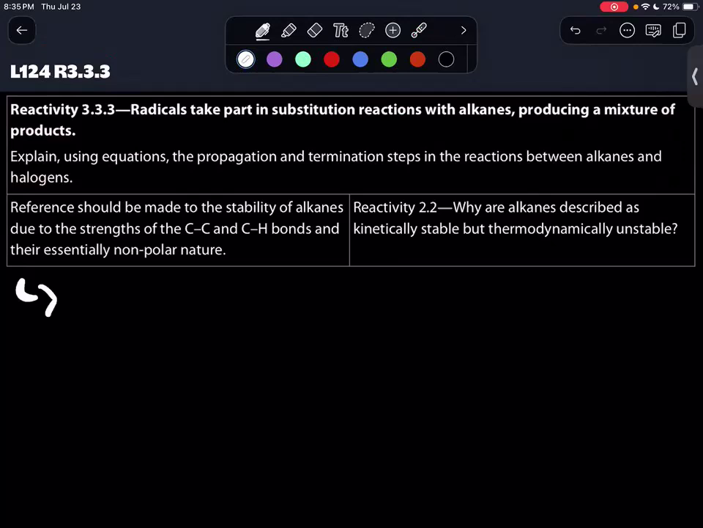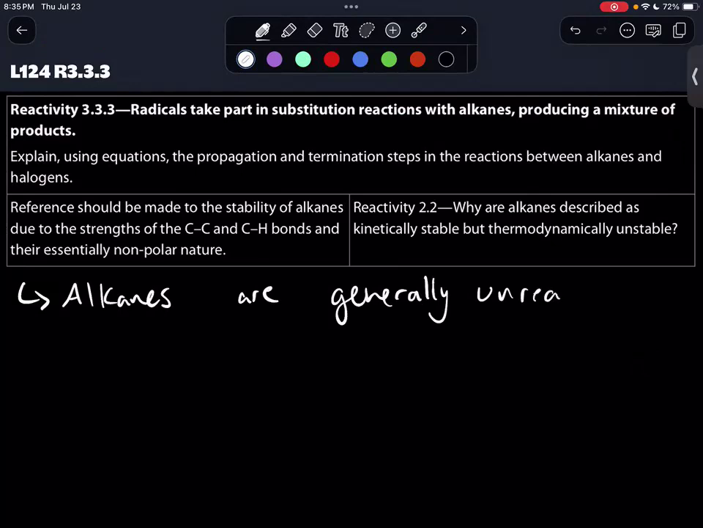So generally with alkanes, we note that for the most part, they are pretty unreactive. So we can write that down: alkanes are generally unreactive.